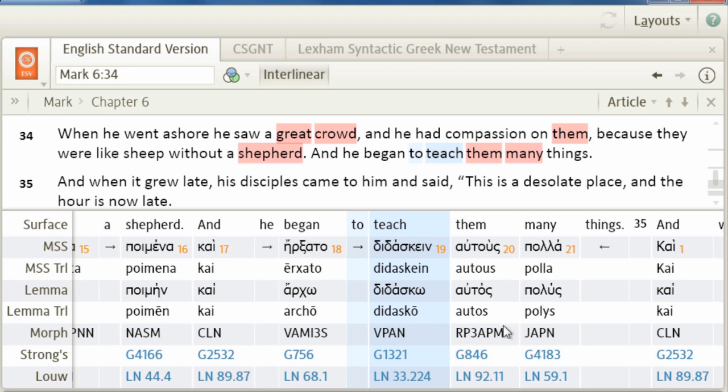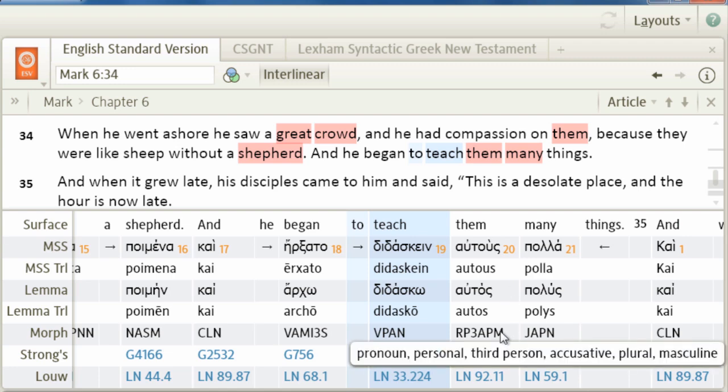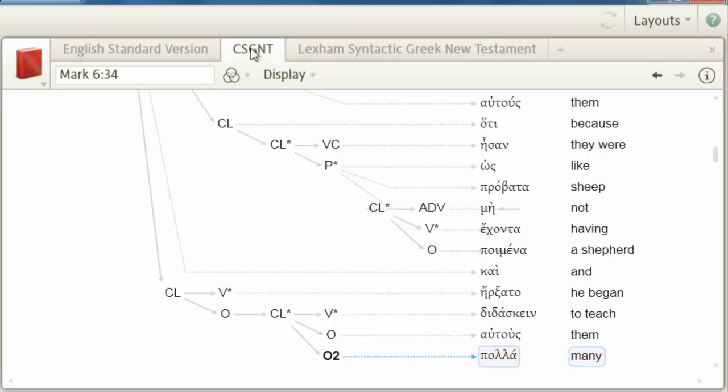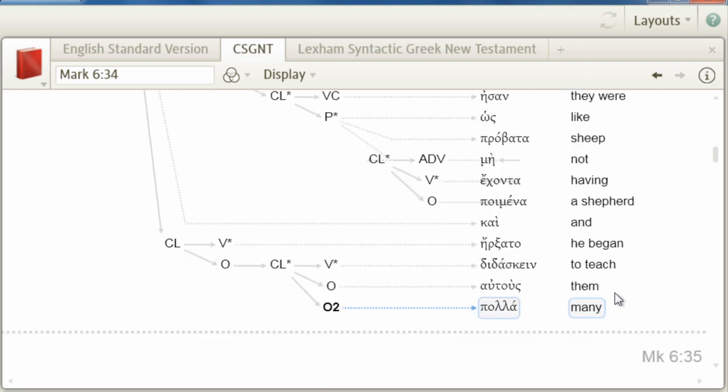What we have here on the morph line only refers to the form of the words. It doesn't tell us anything about the function, what this word is doing in the sentence or clause. For that, we need to go up to the Cascadia syntax graphs, and here's our final clause that we've been looking at. He began to teach them many, and things would be supplied here in English.